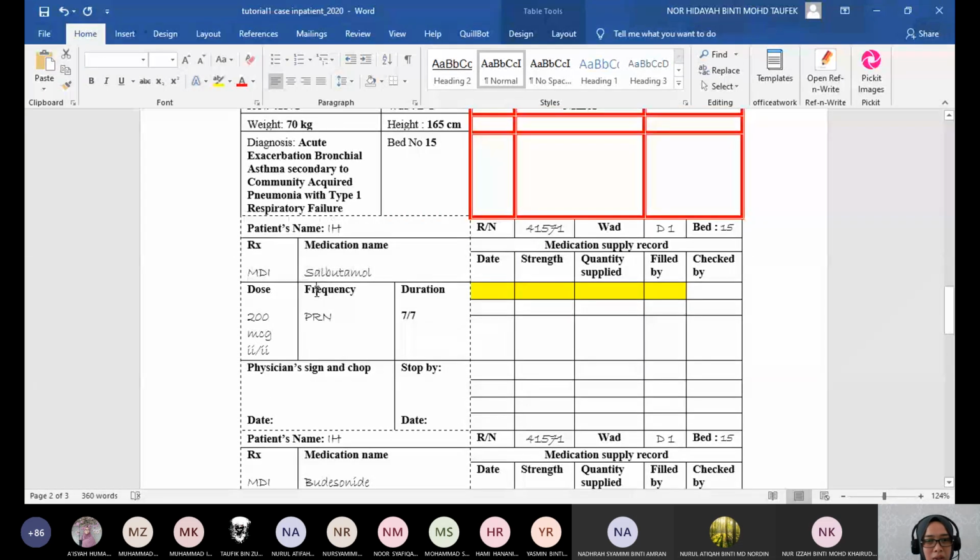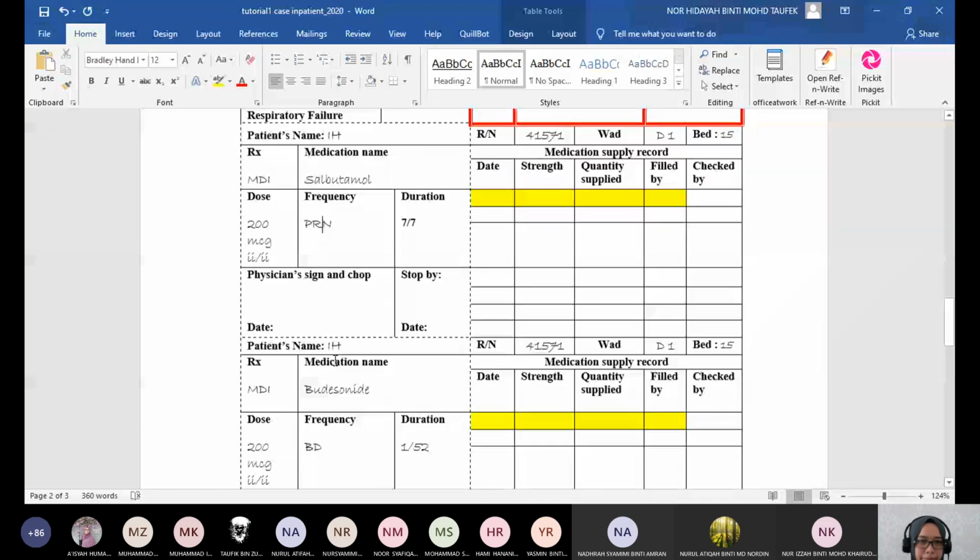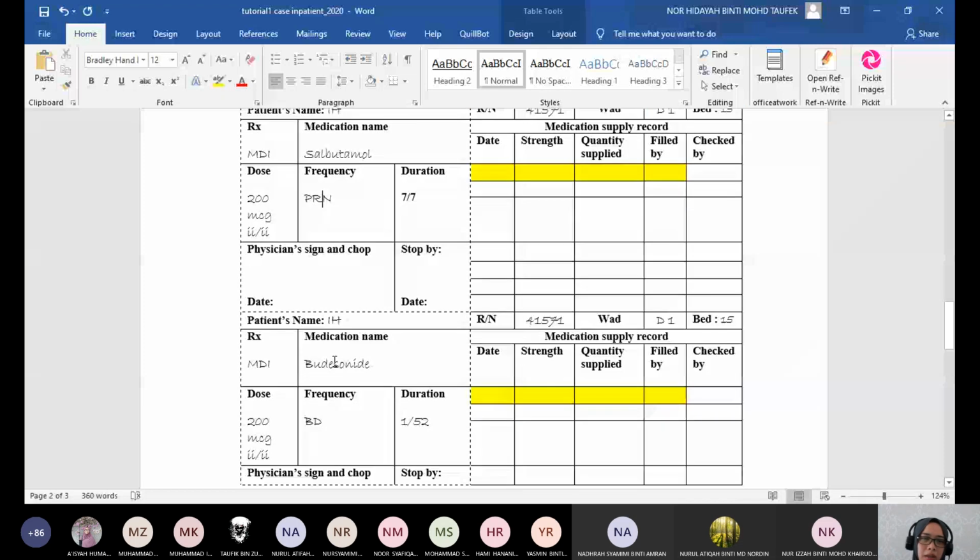So, how many do you think? Who has ever used an MDI? You must know. How many do you want to give? PRN, then 7 days. How do you want to give it? How many MDI, how many inhalers do you want to give?